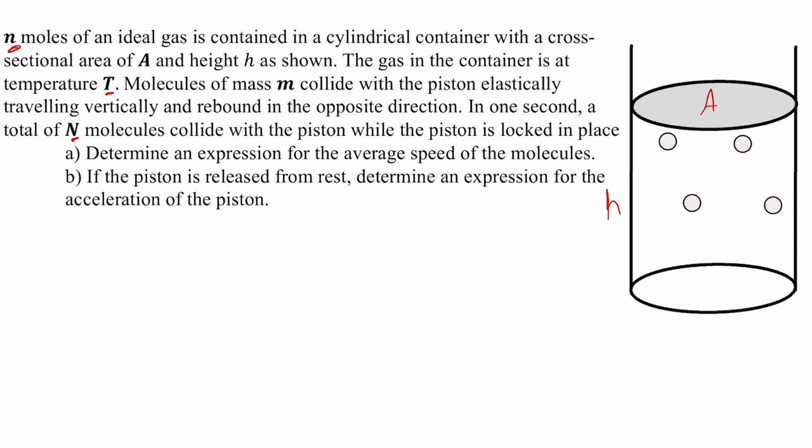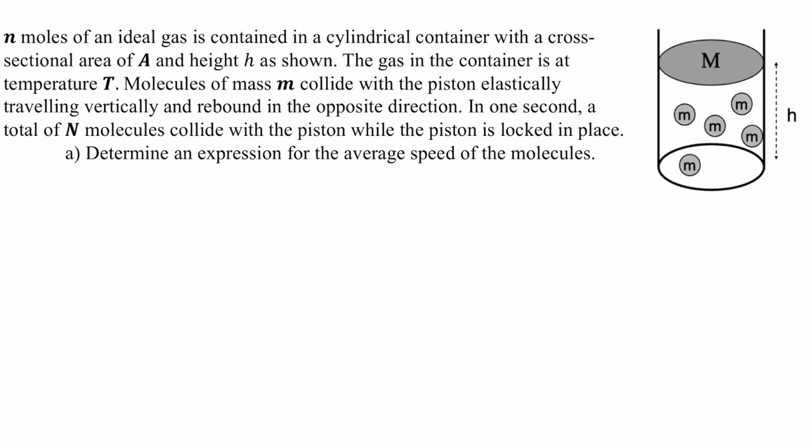The first part of the question, part A, asks to calculate the RMS speed of the molecules in the container. So to calculate the speed of the molecules, I'm going to use the definition of pressure. Pressure exerted on the piston is defined as force over area. And the reason why these molecules exert a force on the piston is that they collide with the piston and change their momentum.